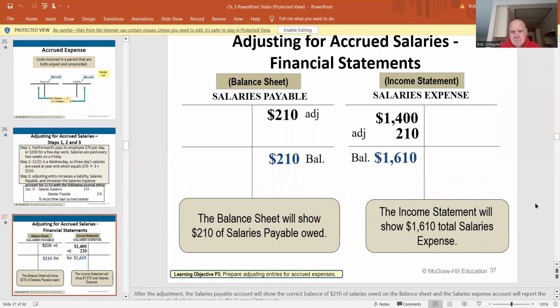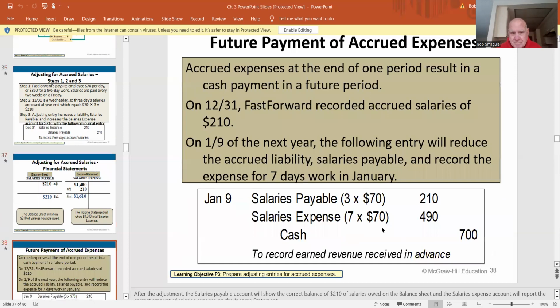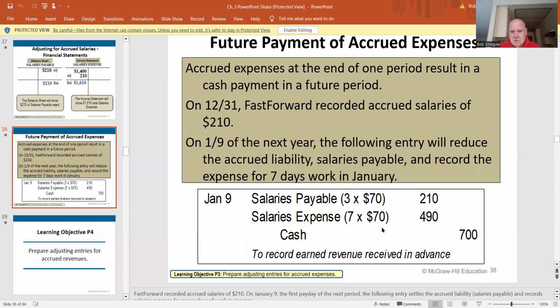Take a look at it in the general ledger. We had 1,400 salaries expense already. Those are the salaries they've already recorded and paid, we're done. But now we've got to grab these 3 days at the end of the month. So we're going to debit the expense to increase it and credit the payable, accrued salaries payable, to bump that up from nothing to 210. The balance sheet's going to show 210 of salaries payable. The income statement will show 1,610, the total expense now. Here is our journal entry.